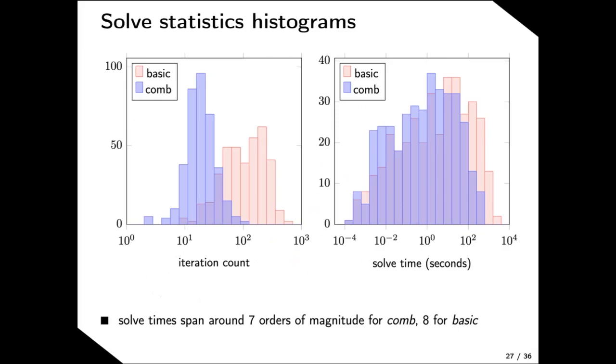Here we show some histograms for iteration count and solve time of both the basic stepper, which is similar to Skajaa and Alfonso with no enhancements, and the combined stepper, which incorporates all 4 of the enhancements. We can see that the solve times here span around 7 or 8 orders of magnitude. So it's a very, very diverse benchmark set in terms of the sizes and solve times of these problems.